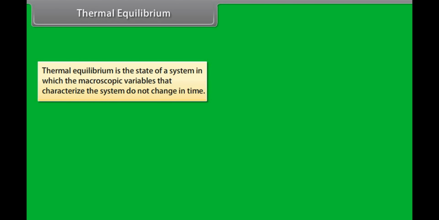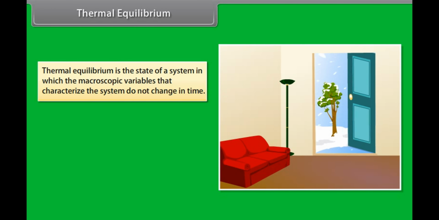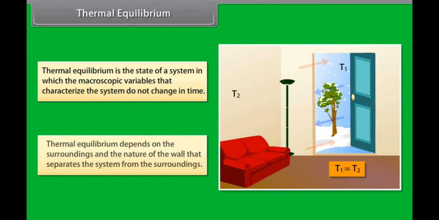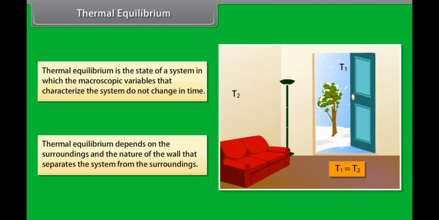Thermal equilibrium. Thermal equilibrium is the state of a system in which the macroscopic variables that characterize the system do not change in time. Let us take an example. In winter season, when you open the door of your house, then the heat moves out of the house. To balance out the temperature, after few minutes, you feel that the temperature inside and outside the house is same. This is due to the thermal equilibrium. Thermal equilibrium depends on the surrounding and the nature of the wall that separates the system from the surroundings.